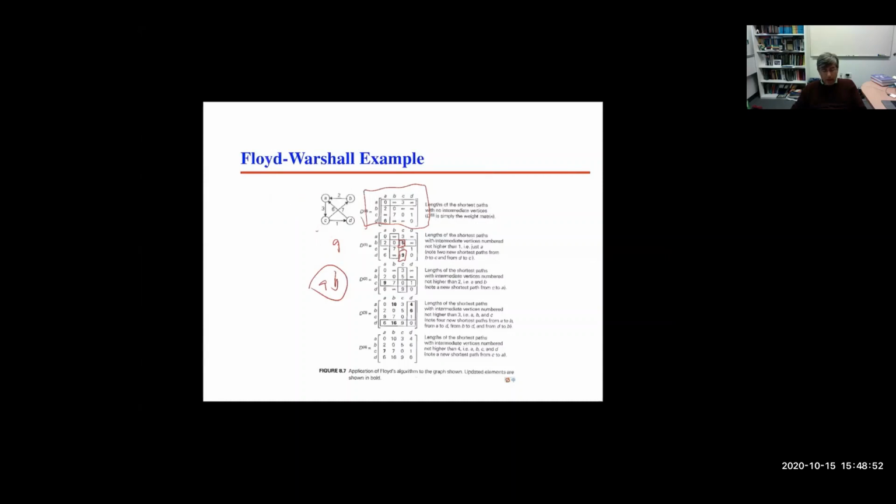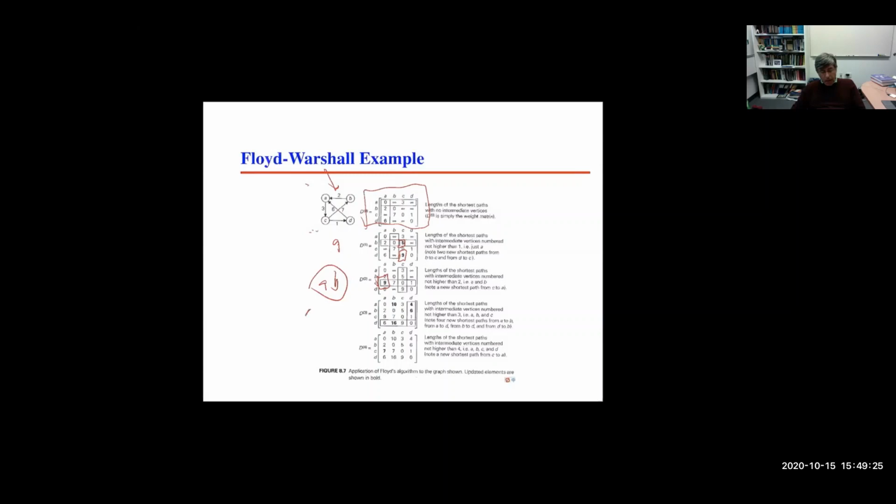Now, if I allow A and B as intermediaries, which pairs of vertices will have a new way to get between them? I'm seeing you like the idea that from B to A, there's a better way to go. Is there any other vertex? I'm seeing from C to A, right? So bingo, that's why that one's bolded. We found a new way of doing it.